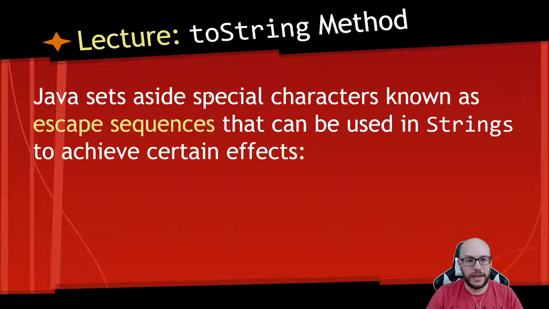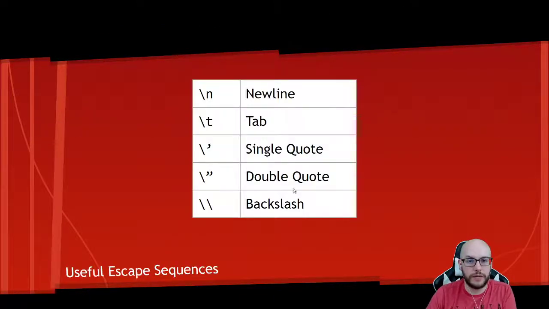Java, fortunately, has these special characters. Almost every high-level programming language has these things. They're called escape sequences, or just escape characters, that can be used in strings to achieve certain effects. The one that we care about the most right now is \n. Right, this is a backslash because it's leaning back. On your keyboard, it should be above the enter key or near the enter key. So that'll create a new line.